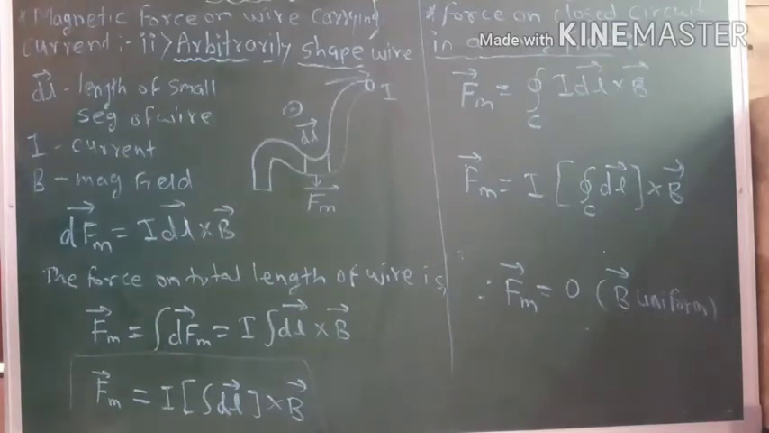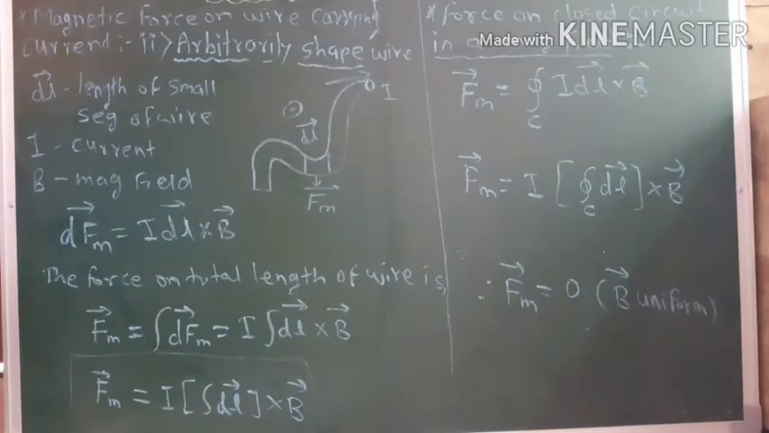We considered first that the current-carrying wire is a straight wire, in which we found the magnetic force F_m vector equals I L vector cross B vector, in which we studied the cross product between the length of the wire and the magnetic field B vector.